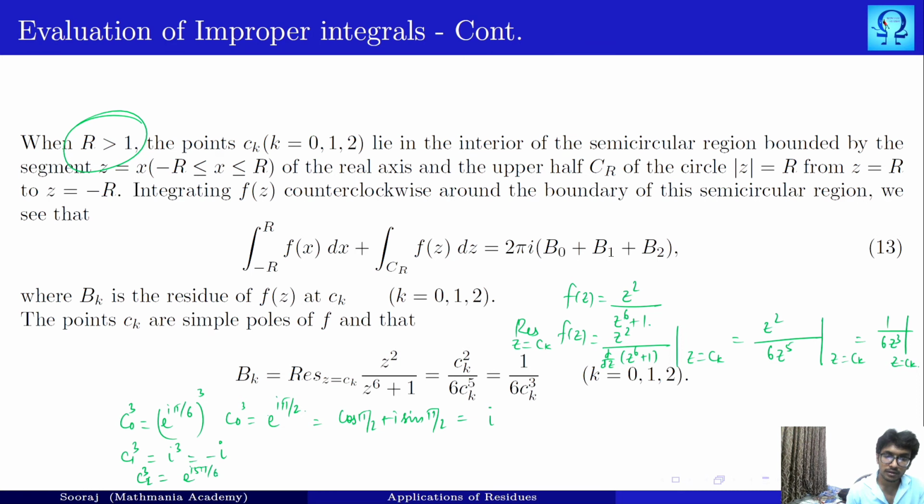e to the power i 5 pi upon 6 cube. So it is e to the power i 5 pi upon 2, which is cosine 5 pi upon 2 plus i sine 5 pi upon 2. It is again iota. So we have calculated this one. Therefore, we can say our B1 is 1 upon 6 times iota, B2 is minus 1 upon 6 times iota, and B3 is 1 upon 6 times iota.